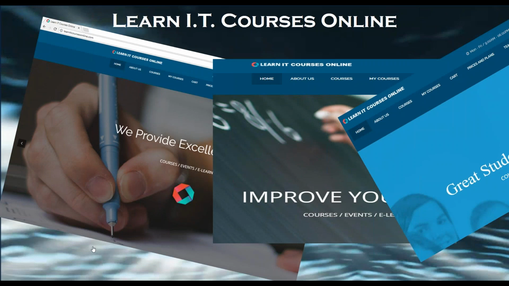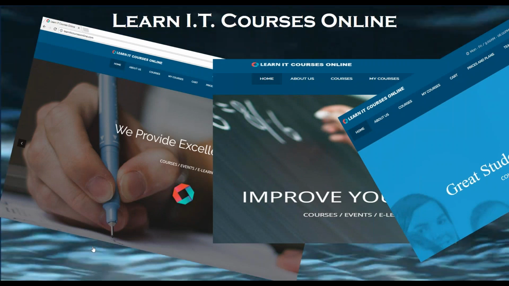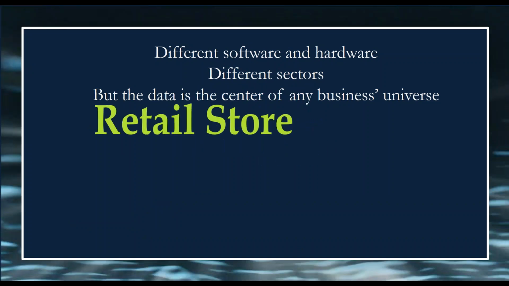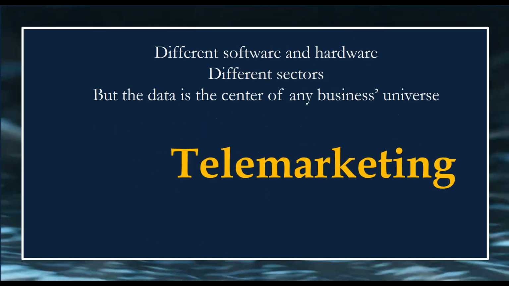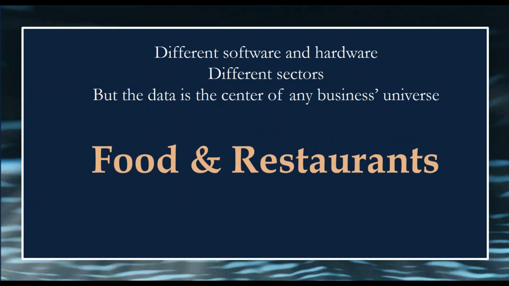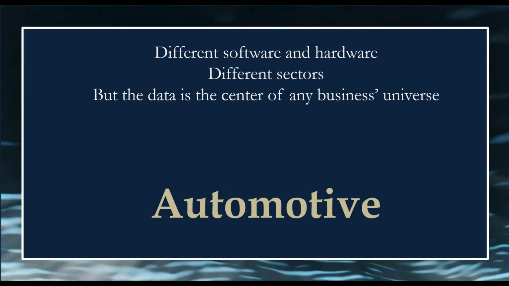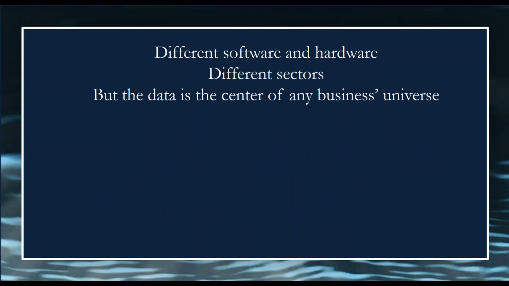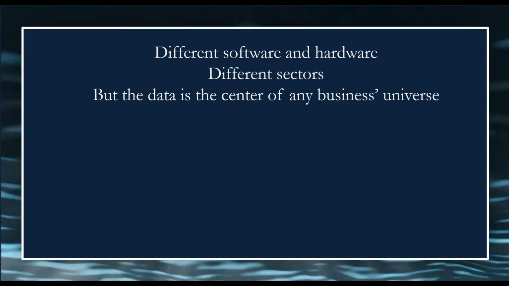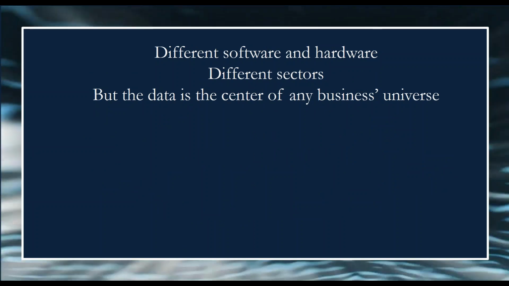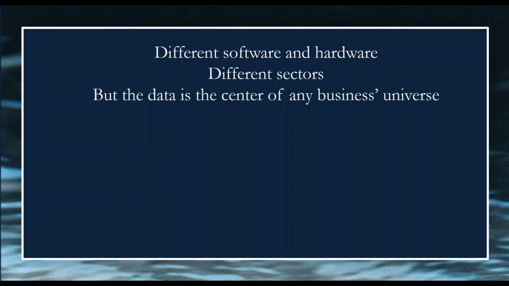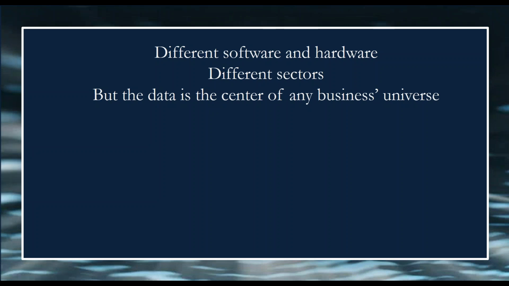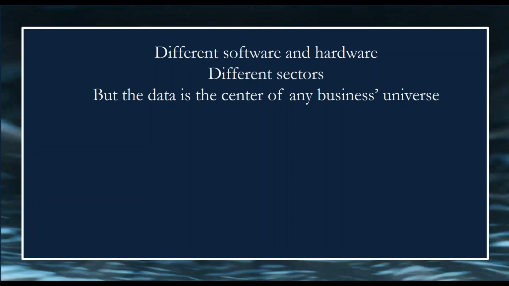As we've mentioned in the prerequisites of this class, regardless of the kind of sector that the business is in, whether it's retail or marketing, telemarketing, food and restaurants, automotive, whatever the industry might be, the applications might be different. So the front end could be in .NET, it could be in Java, the back end, the servers, the hardware could be different, whether the OS is Linux or Unix. Those might all differ, but the one thing that all businesses have in common is they all need the data.